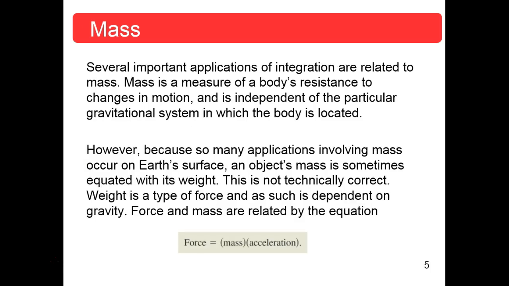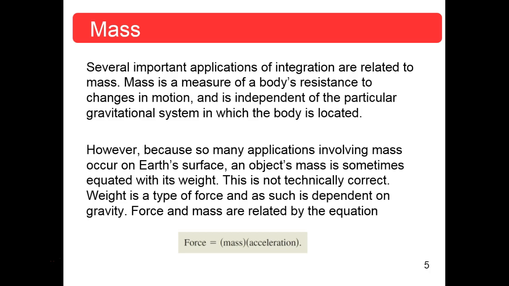So that. Oh, this is what we're working on: because so many applications involve mass, an object's mass is sometimes equated with its weight. I hate statements like that. It's not equated with, it is related to its weight. Okay? The mass is related to the weight. It's not technically correct, which is absolutely true.